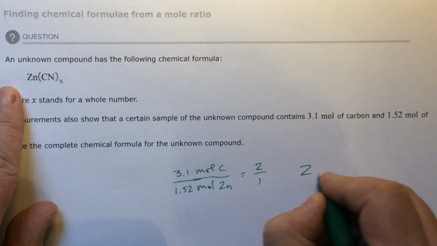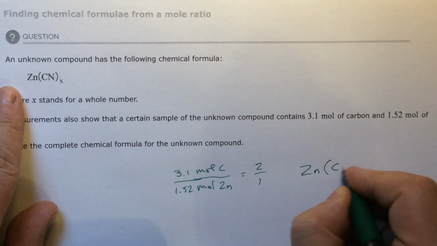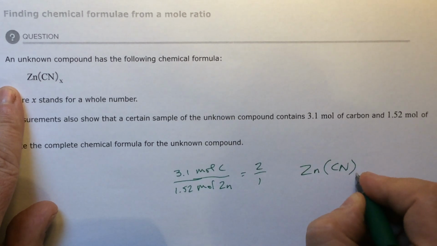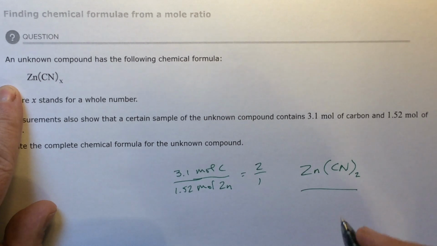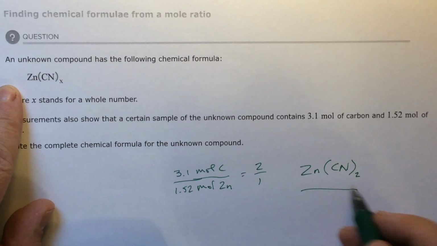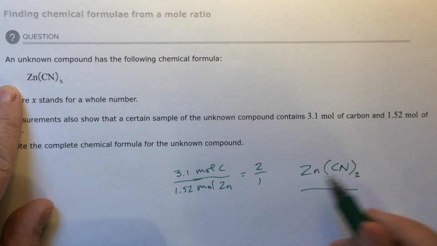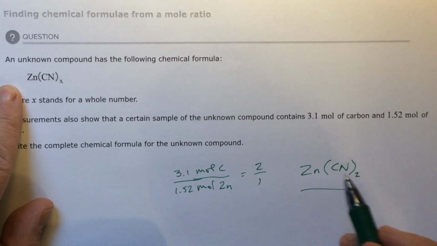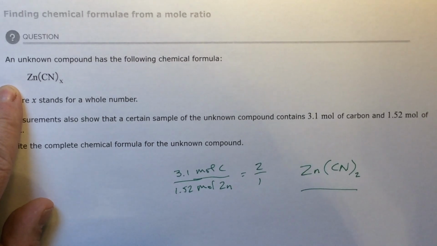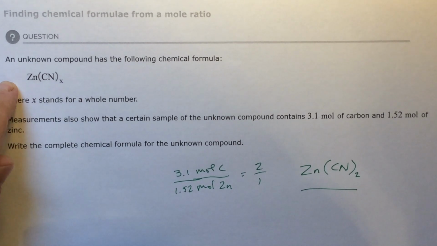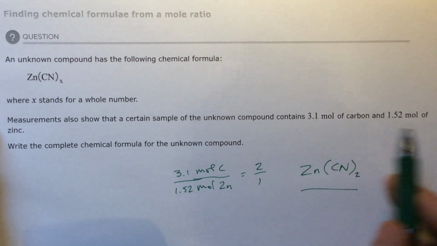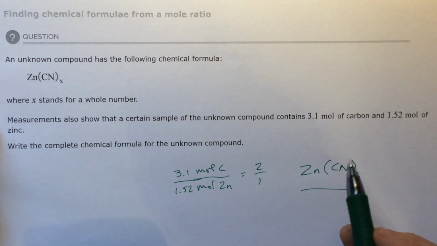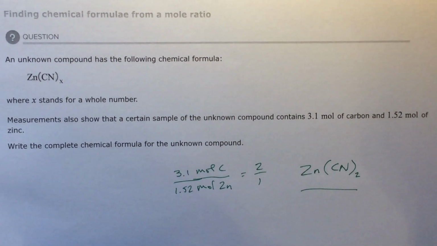So when I do my final thing, it's going to be Zn(CN) subscript 2. Okay, and that's the chemical formula for the unknown compound. And so this is going to be zinc cyanide, or just zinc cyanide would be our unknown compound. So as long as you know how much and how much, you can set up a relationship, and then that ratio can tell you what your formula is. This may take a little bit of practice. Just practice.